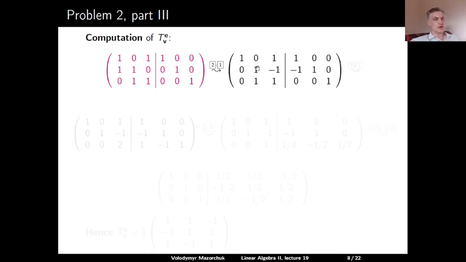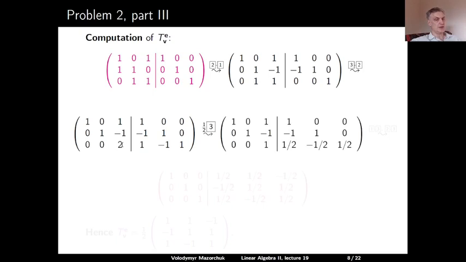Now we can use 1 in position 2, 2 to eliminate 1 in position 3, 2. So we subtract row 2 from row 3. Rows 1 and 2 remain the same, and row 3 becomes 0, 0, 2, 1, minus 1, 1. Now we need to make 1 here at position 3, 3, so we divide row 3 by 2. Rows 1 and 2 remain the same, and row 3 becomes 0, 0, 1, 1 half, minus 1 half, 1 half.